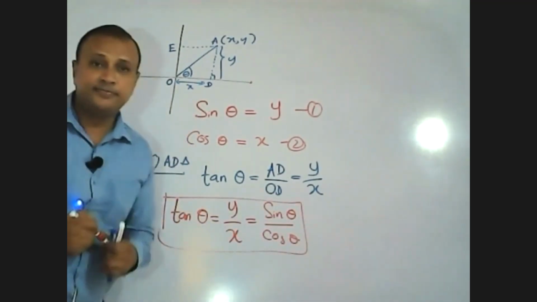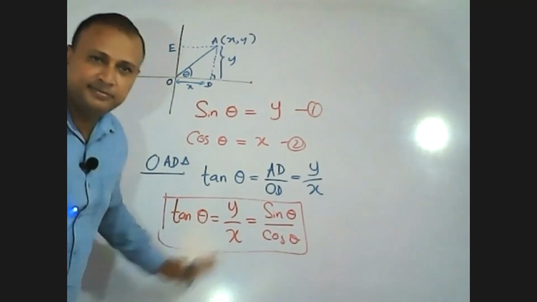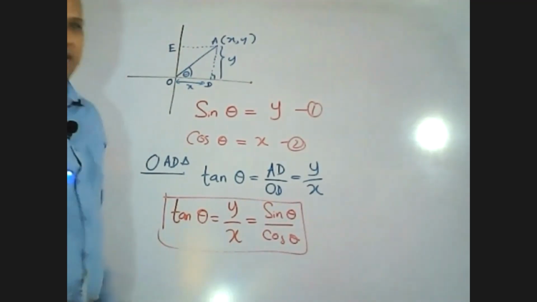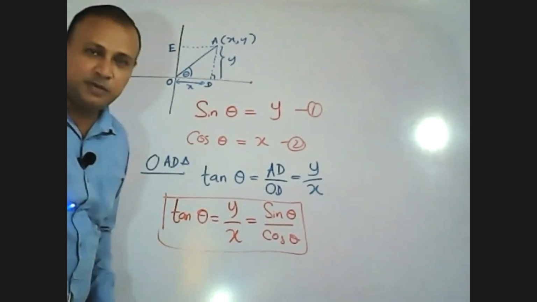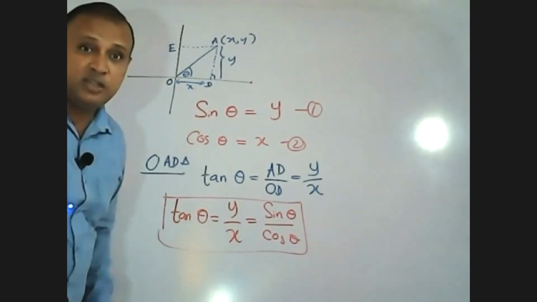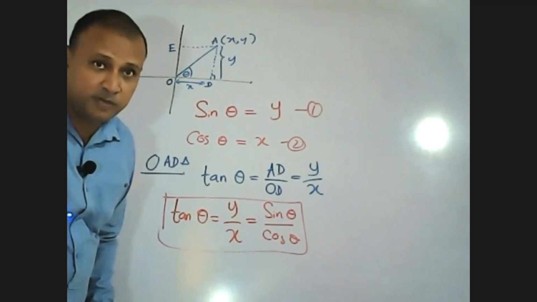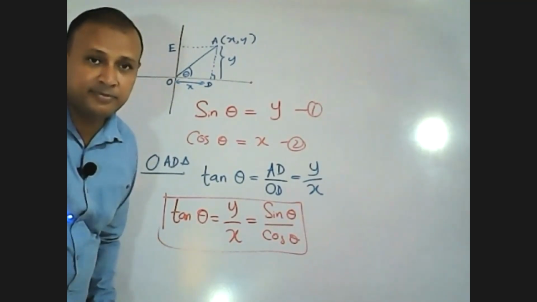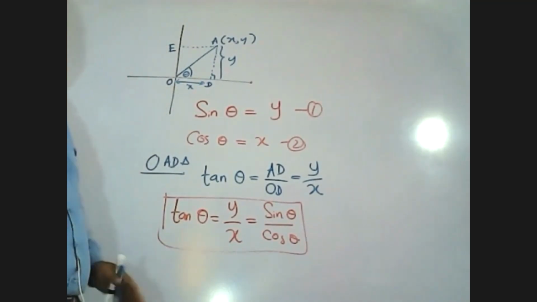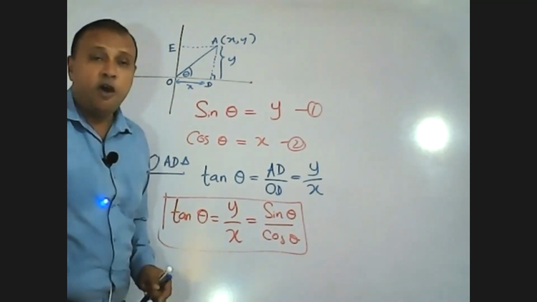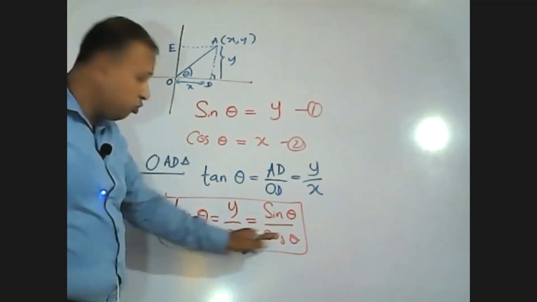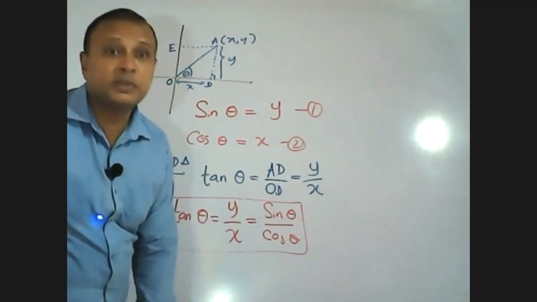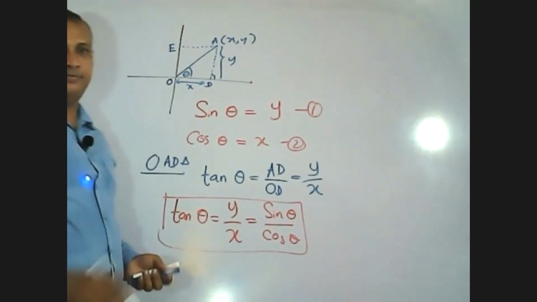Did you understand? Everyone? I skipped this part because we have done this previously. Anyone want to explain again? Okay. This is the way of deriving it: tan theta is equal to sin theta over cos theta.